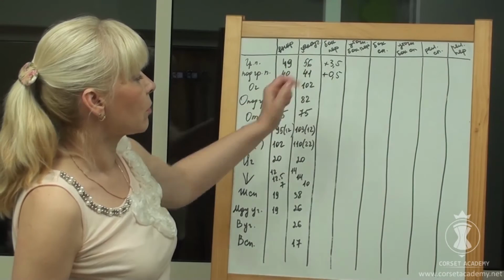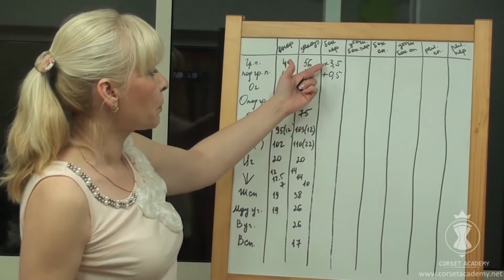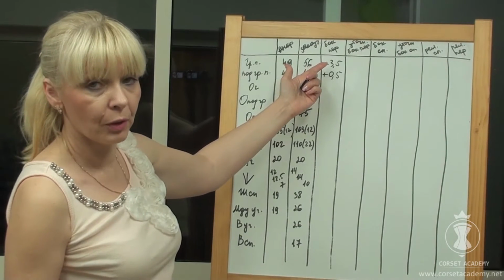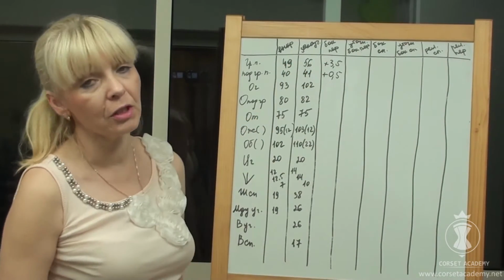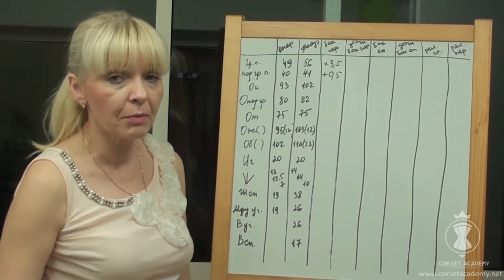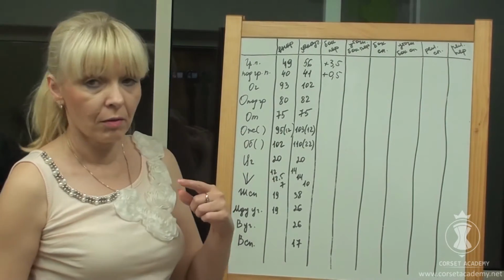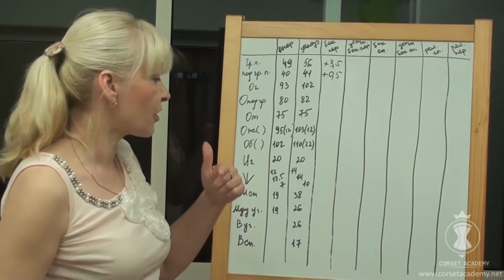I hear you asking, what are we supposed to do in this case? Just shift the sides outwards by 3.5 centimeters along the bust line and by 0.5 centimeters along the under bust line. Don't worry, there is nothing wrong with it. Let's look at the clip measurement.